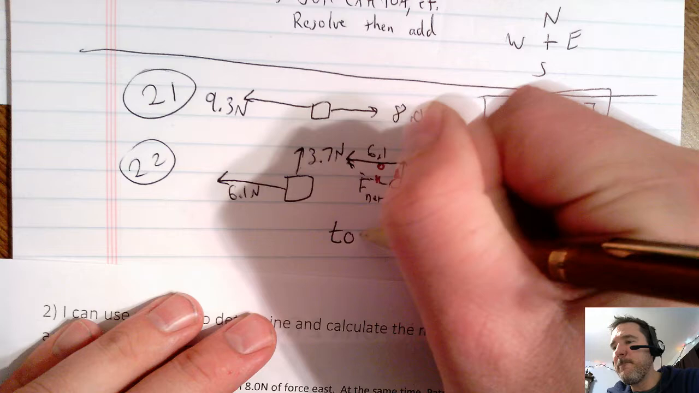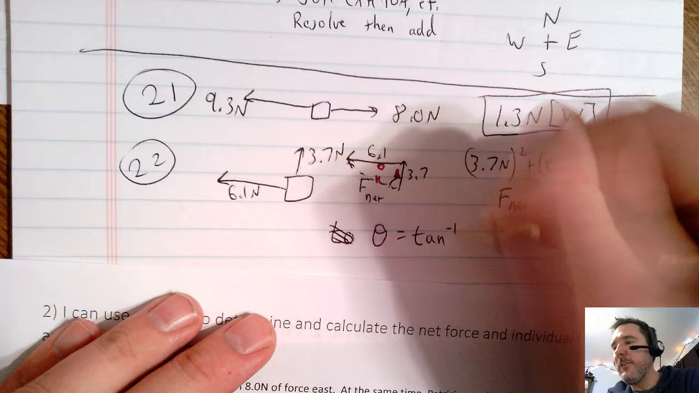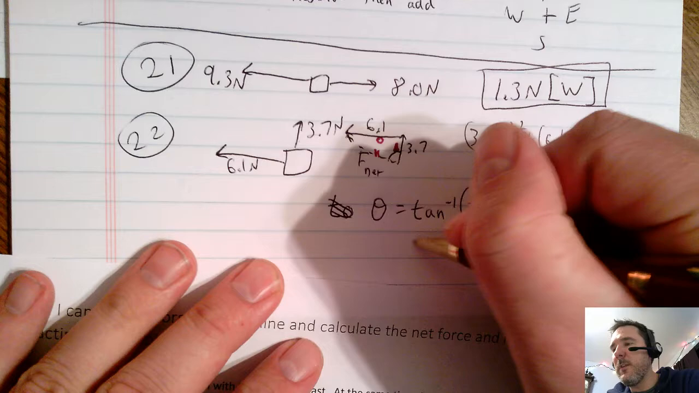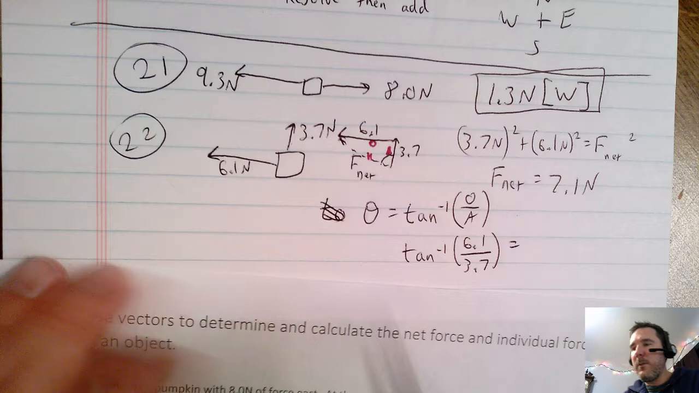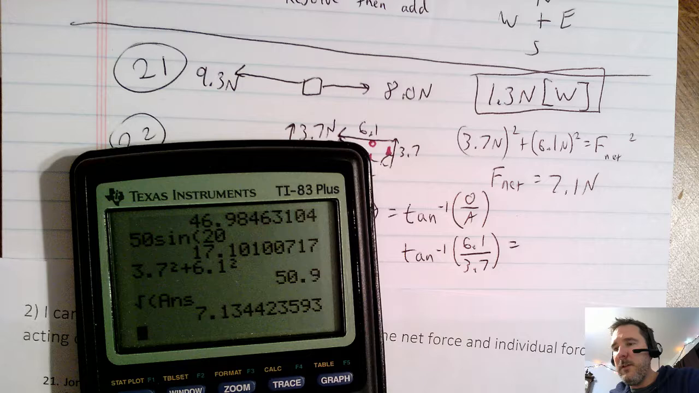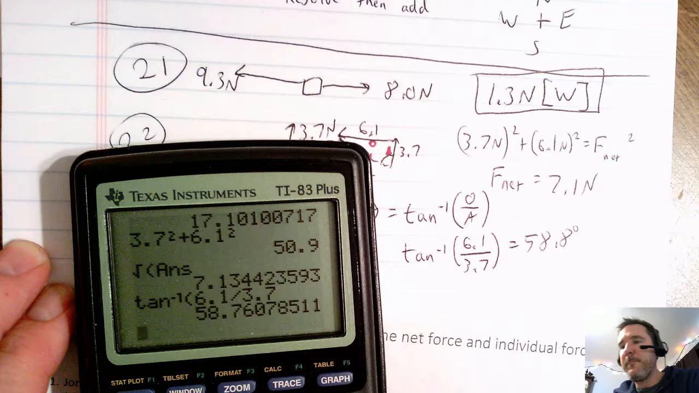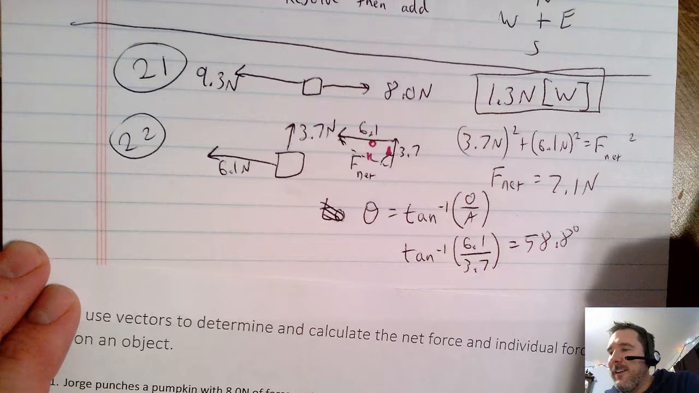So the angle is going to be equal to the inverse tangent of opposite over adjacent. So all I'm going to do is inverse tangent of the opposite, which is 6.1, over the adjacent, 3.7, and put that into my handy dandy calculator. So inverse tan of 6.1 divided by 3.7. I get an angle of 58.8 degrees. And so that's going to be the angle.